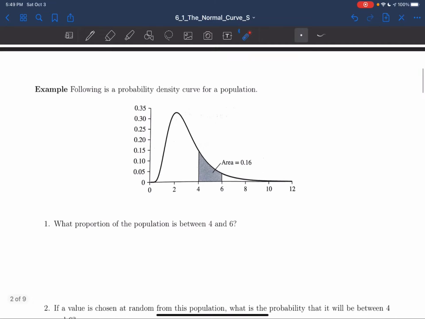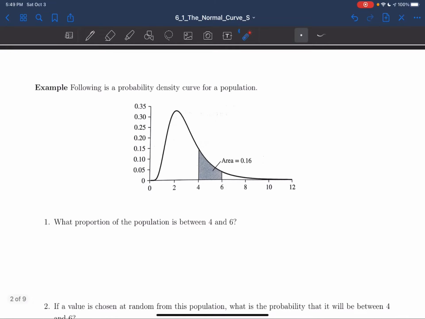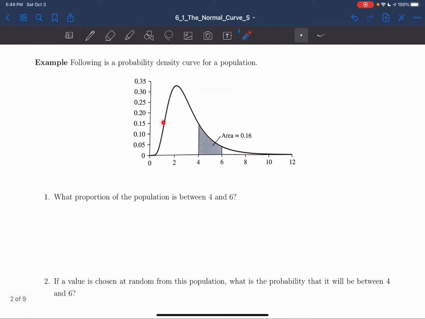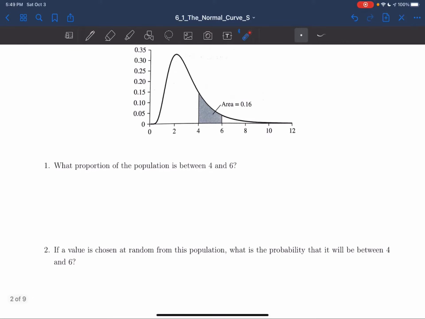Let's do a couple of examples. The following is a probability density curve for a population. Let's consider this probability density curve, and we know that the area between 4 and 6 is 0.16. We want to know what proportion of the population is between 4 and 6. Since area underneath the curve can represent proportion, we could say that this is just 0.16.